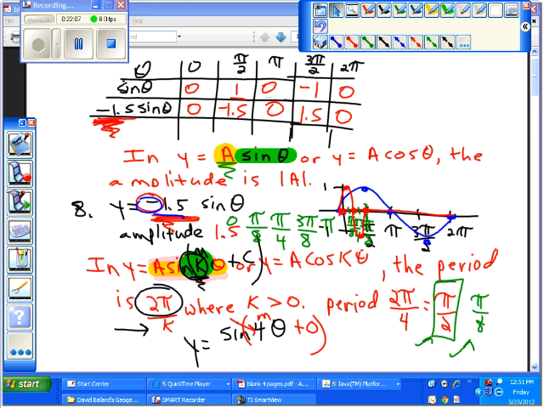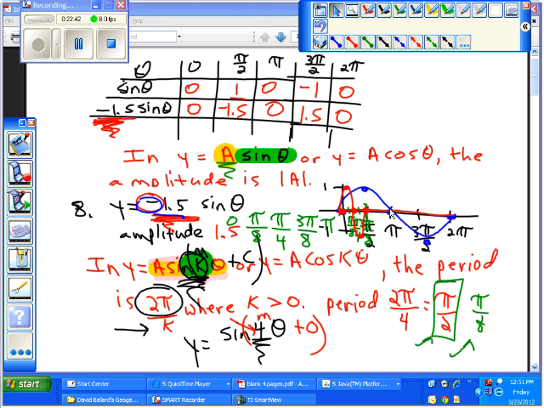The entire cycle happened in pi over 2 instead of 2 pi. So what happened? That k, that 4, it means we have 4 times as many waves, but that also means that each wave is a fourth of the distance it used to be. You see, 4 times as many, but they're 4 times as short. All right, visualize that and see the connection between that and the parent functions.